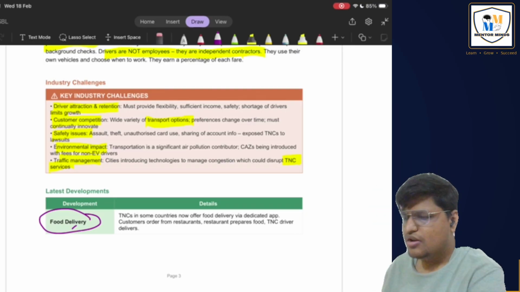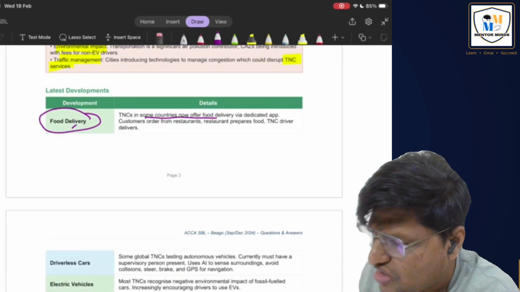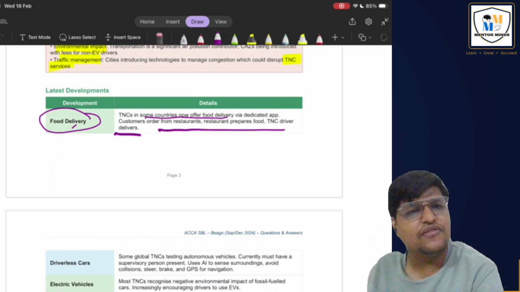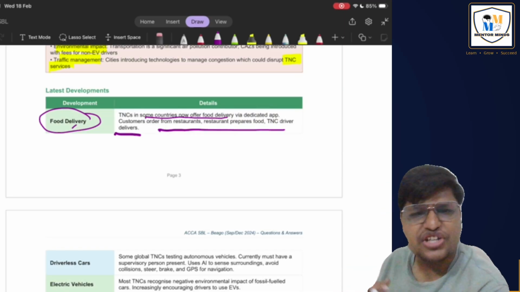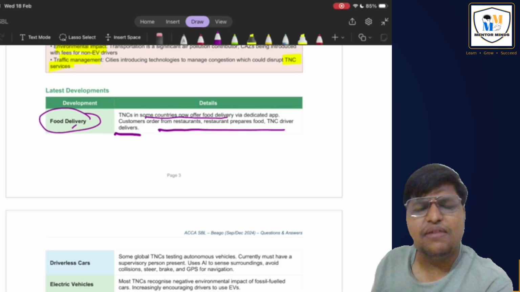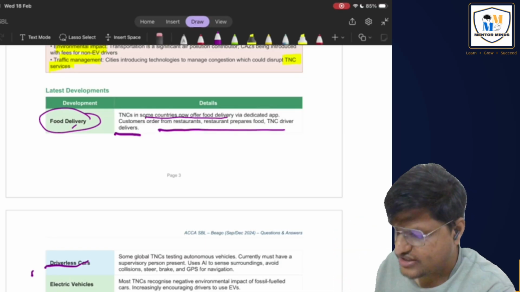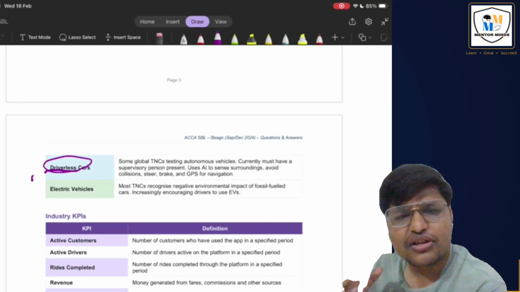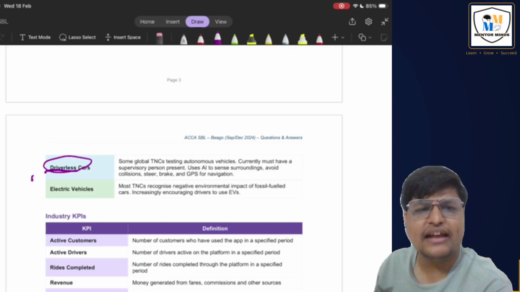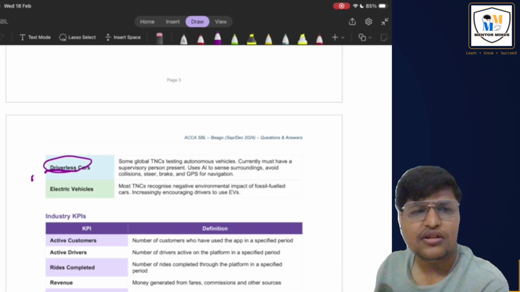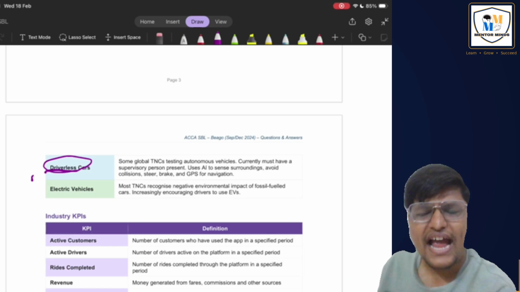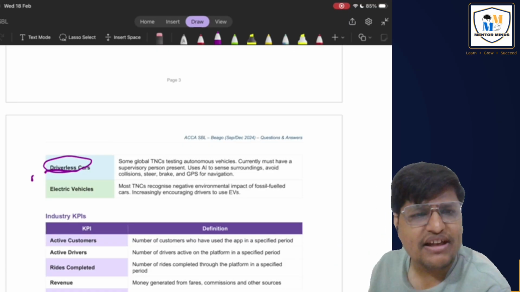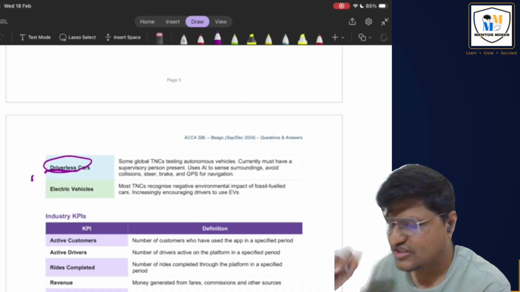Food delivery. TNC in some countries now offers food delivery by a dedicated app. Customers order from a restaurant, the restaurant prepares it, and TNC drivers deliver it. So along with normal transportation, they have also started food delivery. Now the market is of automatic cars. There are driverless cars. Many automatic cars are under testing. AI is helping the automatic cars to get driven. This AI automatically scans for collisions, brakes, and it has a GPS for navigation. So now as there are driverless cars, the issue of fewer drivers gets offset.